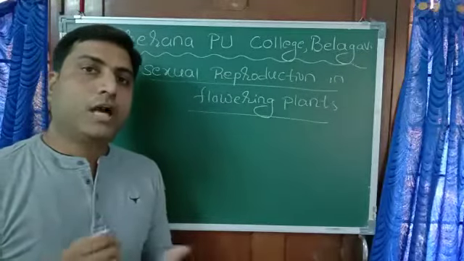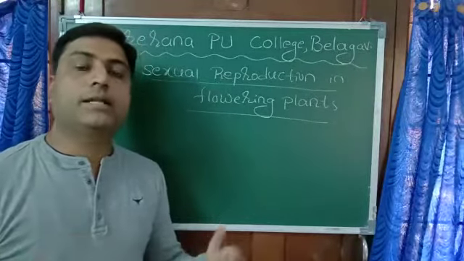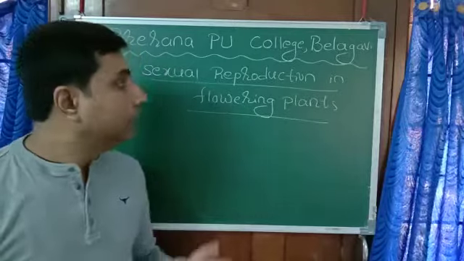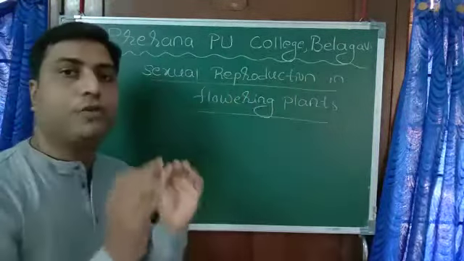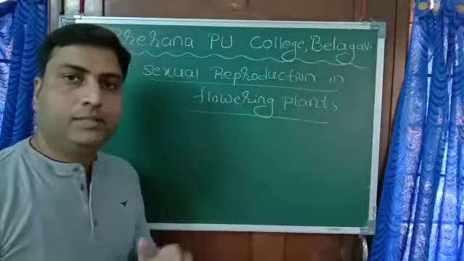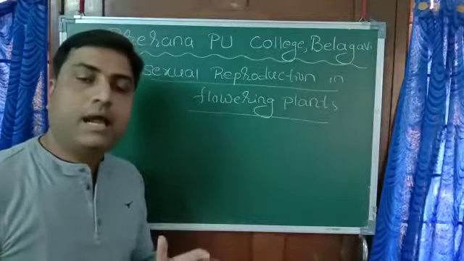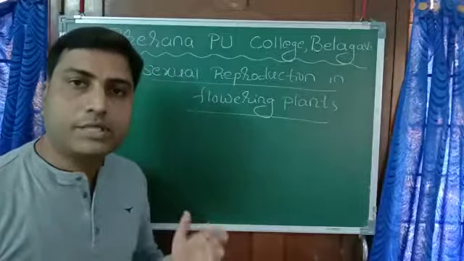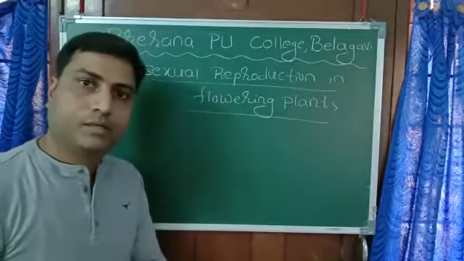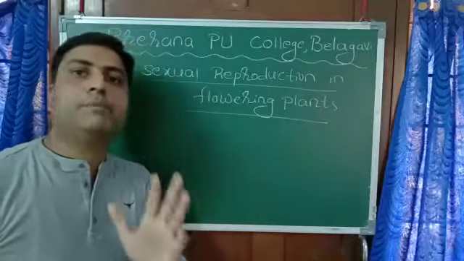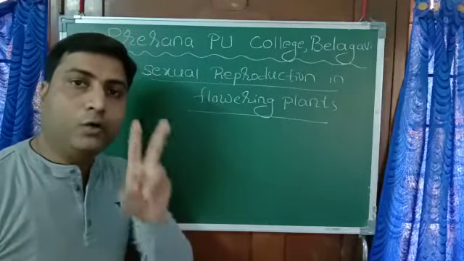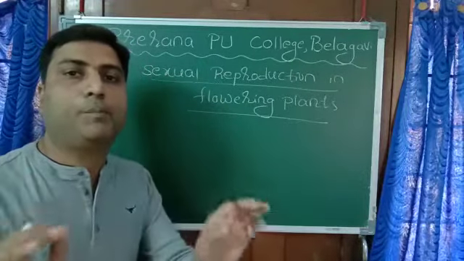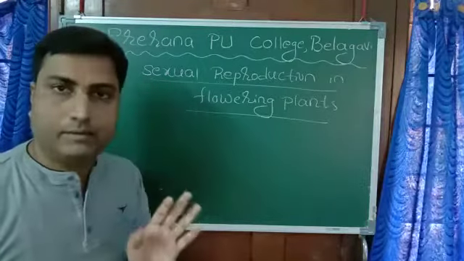So, in your chapter of how do organisms reproduce, there is one concept called sexual reproduction in flowering plants. There are many flowering plants and they can carry out sexual reproduction. Now, the flower itself is a reproductive organ, and within the flower there are two main reproductive parts, male and female.